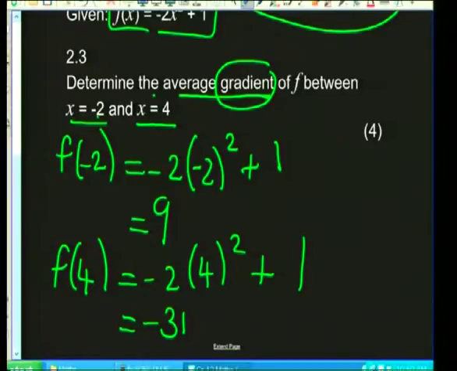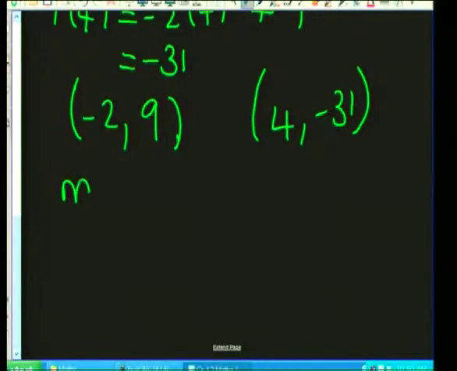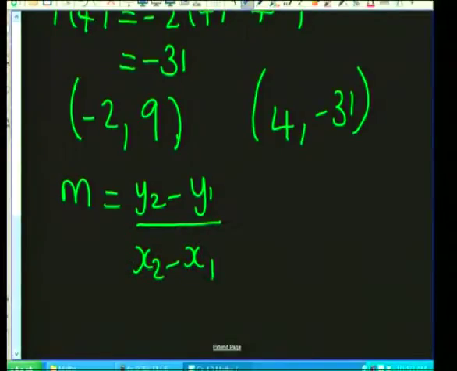So we're halfway there. Now we need to go back and find the answer. Now we have 2 points. Our first point is negative 2, 9. Our other point is 4, negative 31. Now we can find the gradient. Because, as I said earlier, that's y2 subtract y1 over x2 subtract x1. So this is x1, y1. I always label them so I never get them confused. I suggest you do the same too. That's x2, y2.